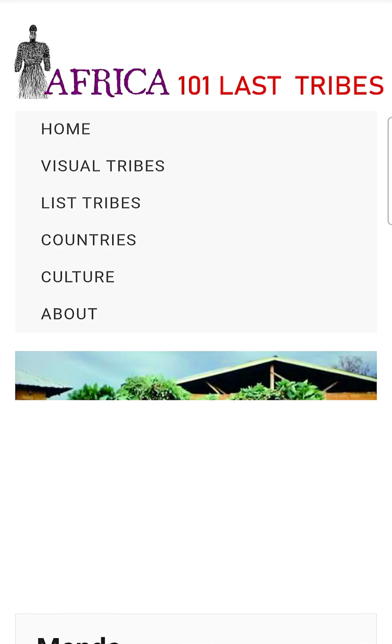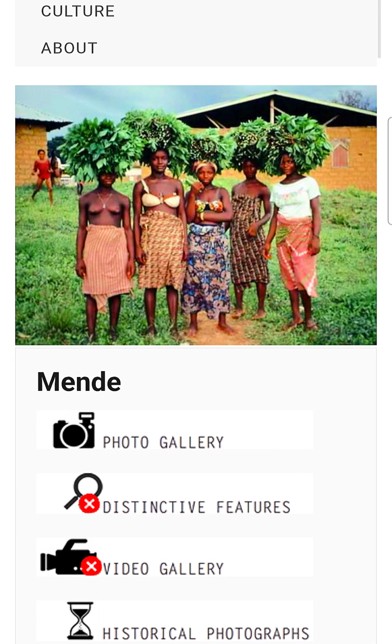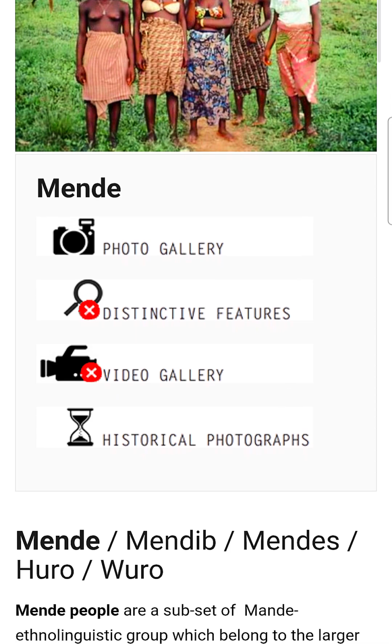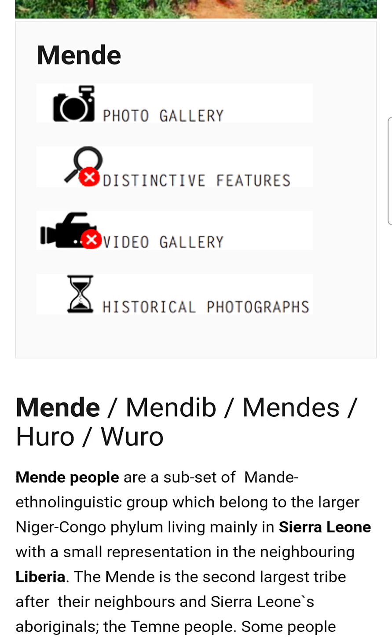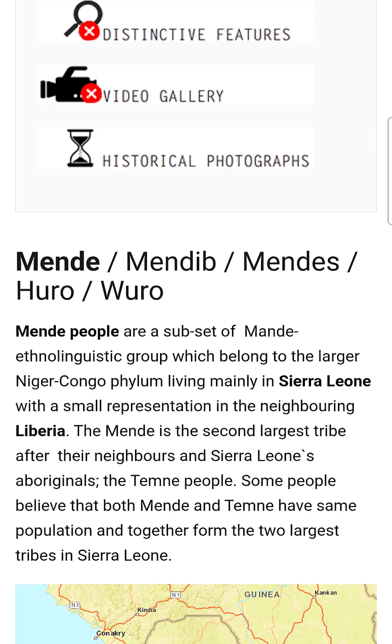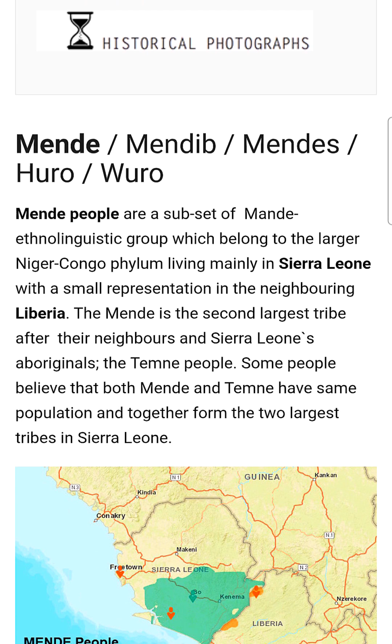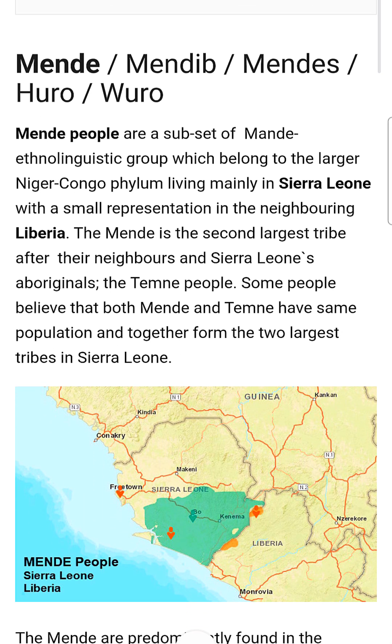So I'm going to go ahead and click on the Mende, and it'll give you a photo gallery here where you can kind of look at the village people. There is a section here where you can figure out distinctive features. There's a video gallery. There's also historical photographs. And you'll also see here the different names that come under Mende. And I believe that is very much attributed to history and how things have changed over time. However, you'll see here Mende, Mendib, Mendes, Huro, Wuro, and it'll just tell you some information about these groups of people here.